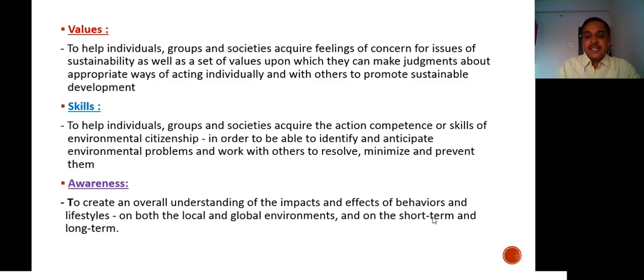But certain environmental issues have a long term effect, for example climate change or the issue of biodiversity. So every individual, every citizen of the country, and society has to be aware of different types of environmental issues and their impacts, whether in the long term or in a short term way.